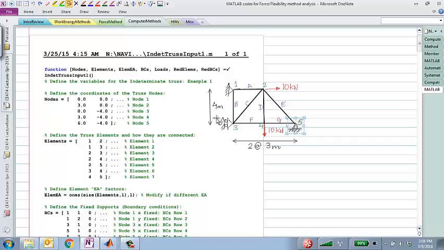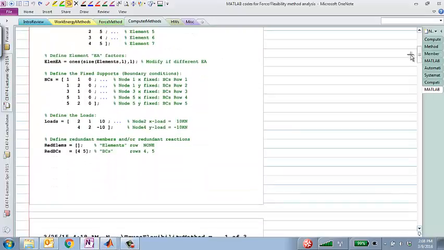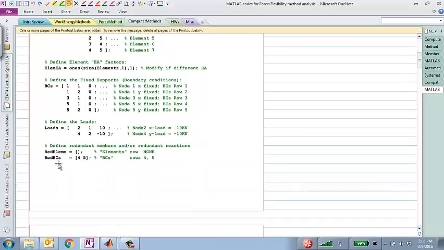I could pick, for example, 3x and 5y maybe, or I could figure out a different combination of members and reactions. As long as the underlying system, when I remove those redundant members, is determinate, it's good. It doesn't matter what redundant system you choose, as long as the underlying system is determinate, that solution is fine. So in this particular case, redundant elements is empty. I'm saying there are no redundant elements in my case.